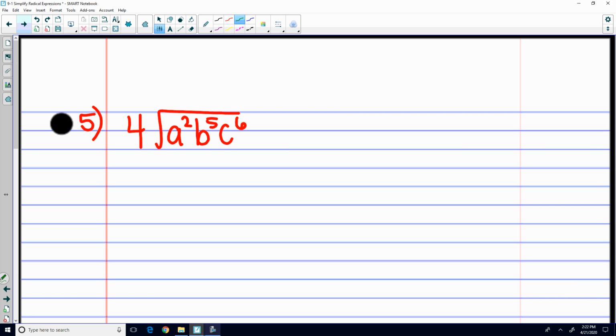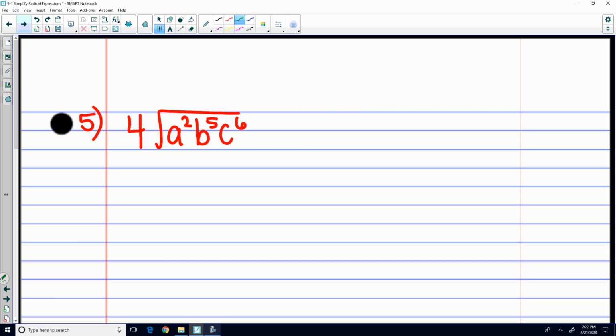What do we got going on here? I got no numbers inside my radical expression. I see a 4 on the outside, so that just stays there. And I see a squared, even, c to the 6th, even, b to the 5th is not. So let me show you the first step in doing this.